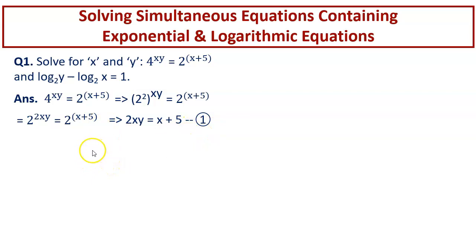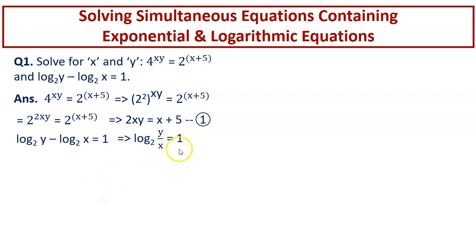Now we come to the logarithmic equation. Log of y to the base 2 minus log of x to the base 2 is equal to 1. Whenever we have to solve a logarithmic equation, what do we do? We try to get a single term on the left hand side and a single term on the right hand side of the equal to sign. There is a single term on the right hand side. We will be combining these two terms to get a single term on the left hand side. It will be log of y over x to the base 2 equal to 1.